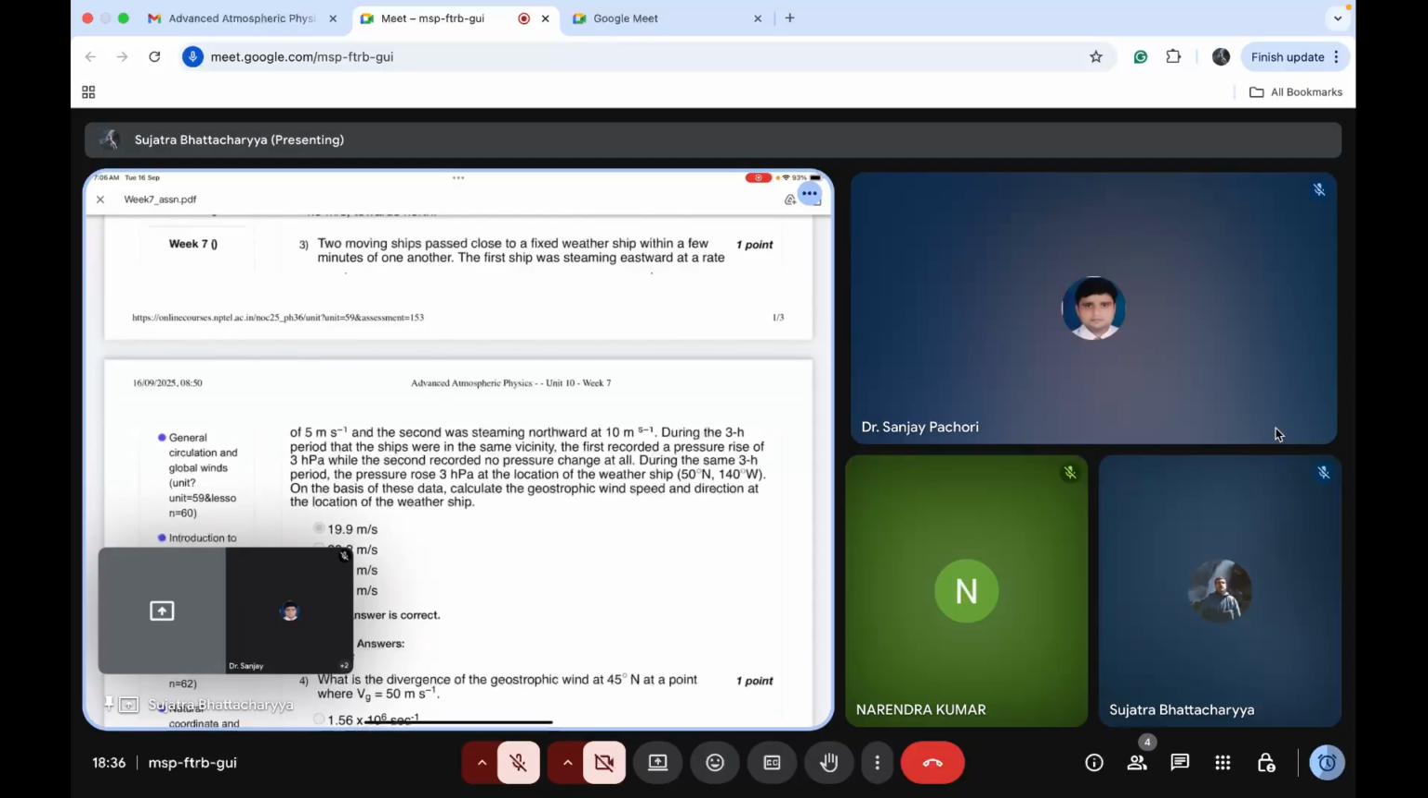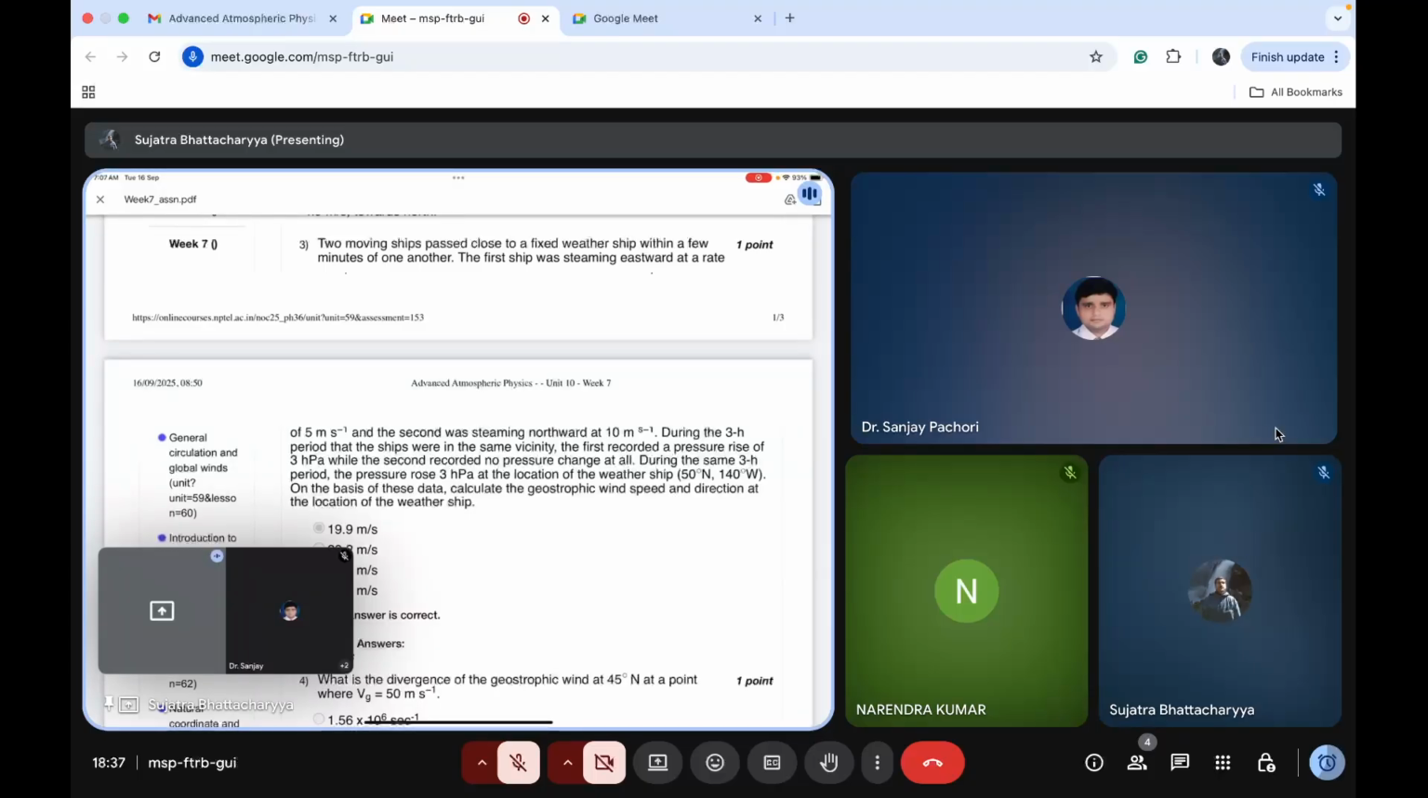So the first ship was going eastward, that is the positive x direction, at 5 meters per second. The second ship was going in the positive y direction, because northward, at 10 meters per second. Now the question: during the 3 hour period the ships were in the same vicinity, all three, the weather ship, ship 1 and ship 2. The first recorded a pressure rise of 3 hectopascals, while the second recorded no pressure change at all.